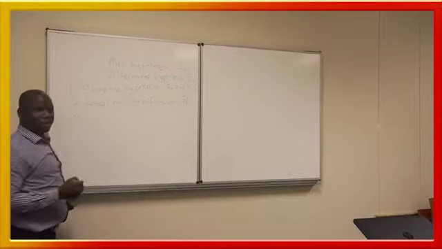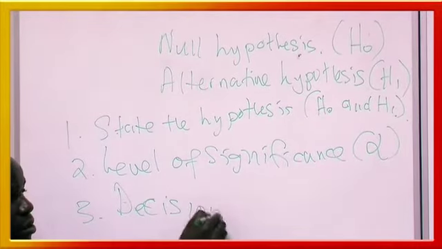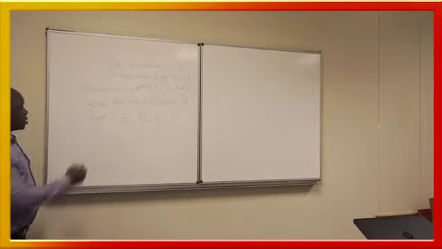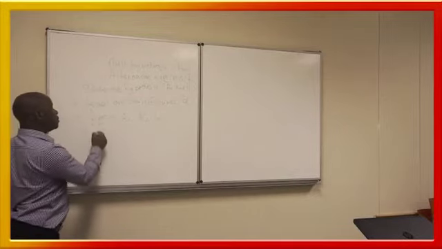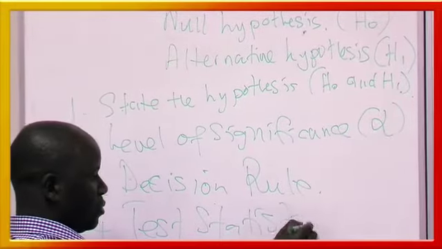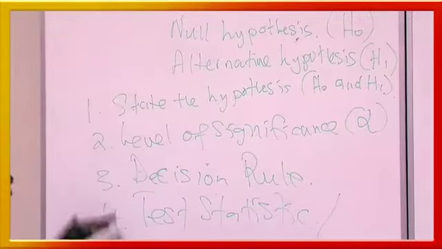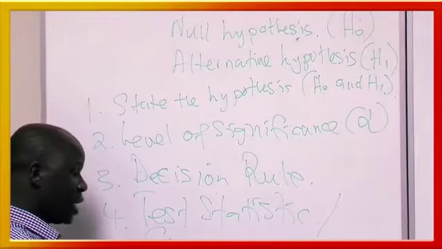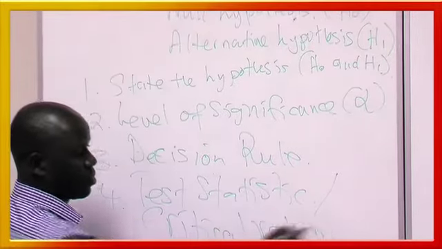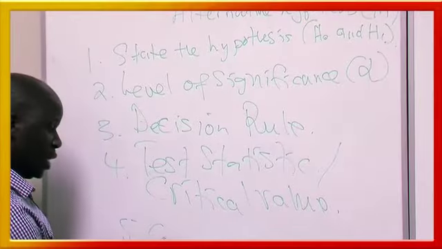Now you also need to specify what we call the decision rule. Now we also need to specify the test statistic. The test statistic, let me combine this as test statistic and critical value. Now the final ingredient is the conclusion.